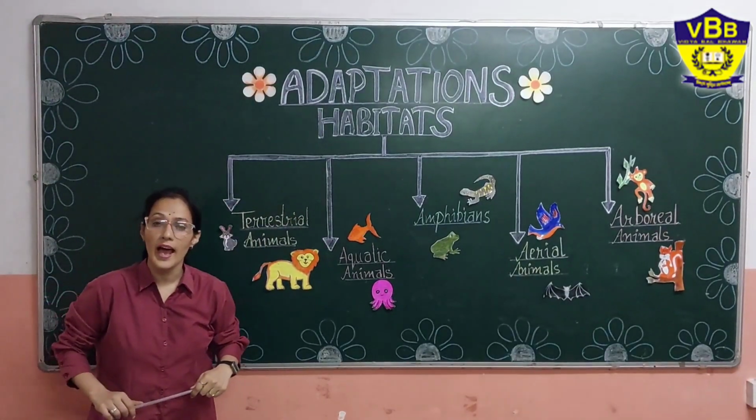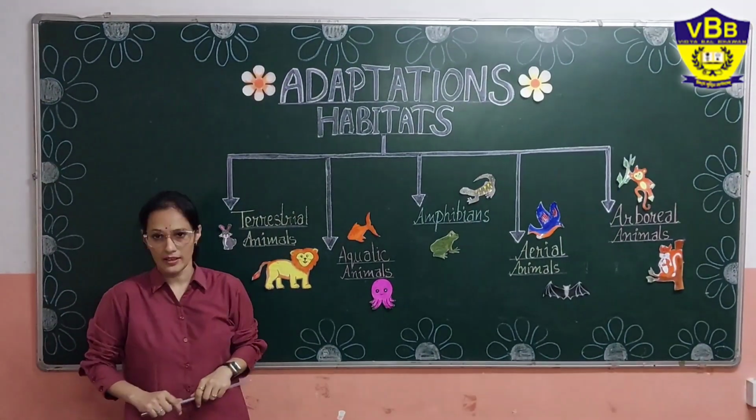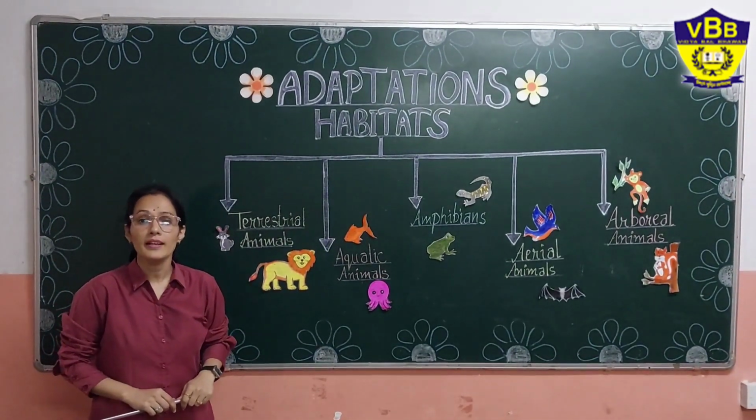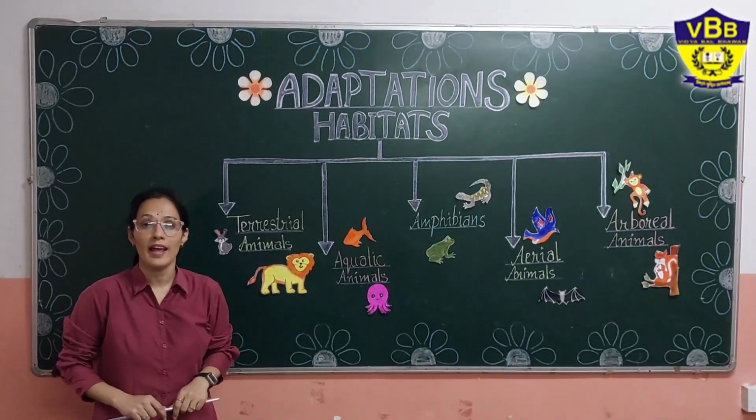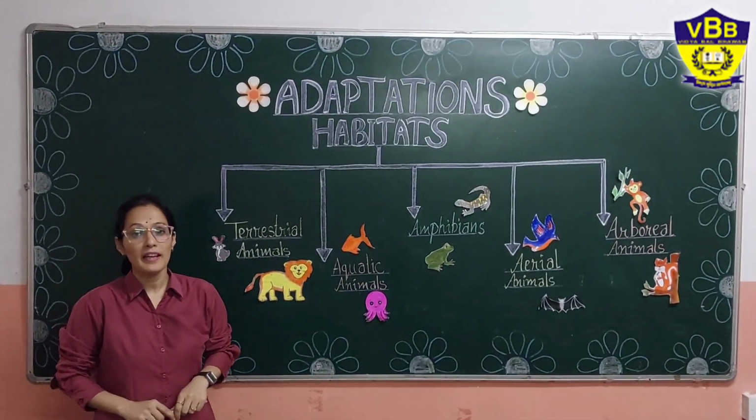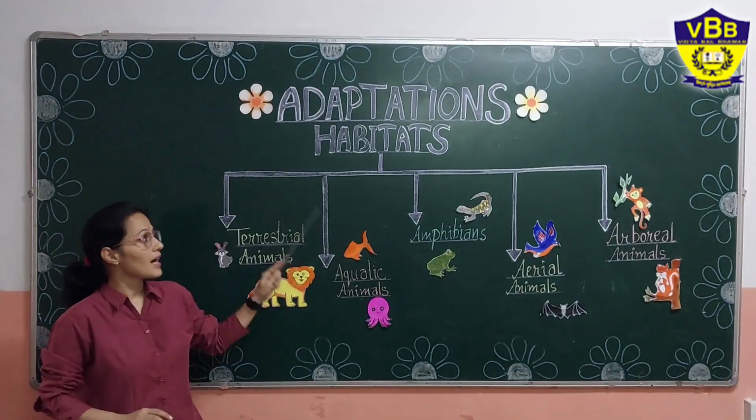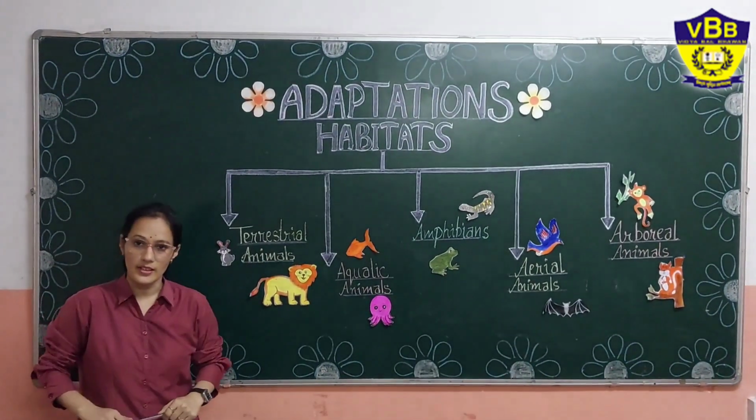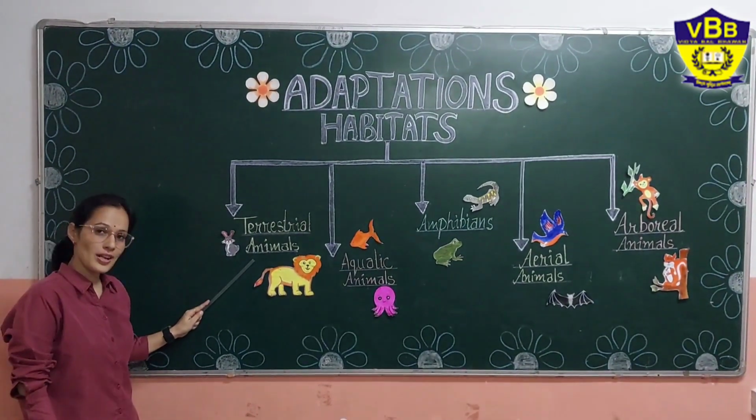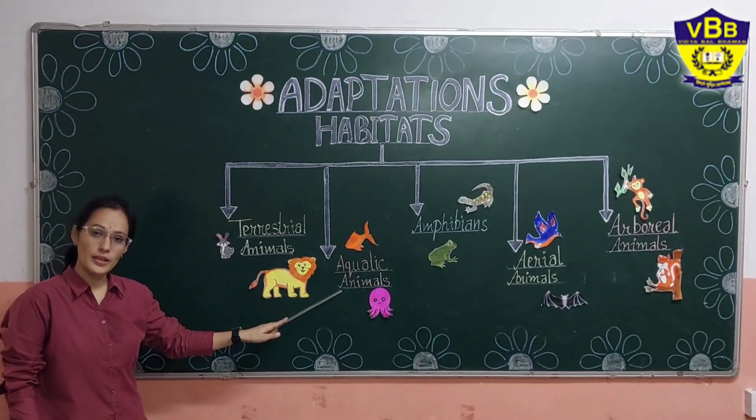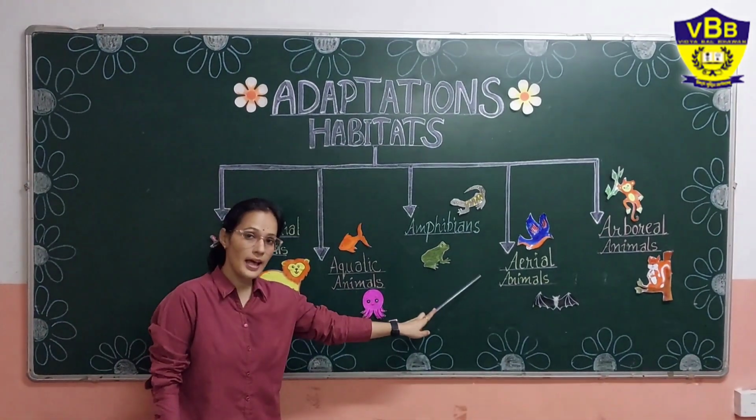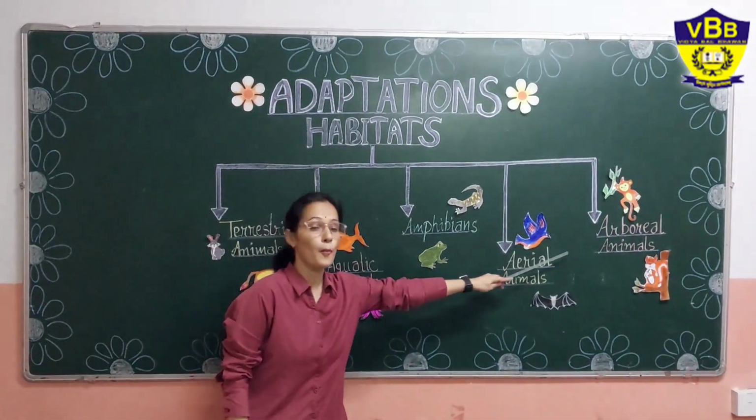Depending upon habitat, animals are categorized in different categories. Before starting with that, what is habitat? Habitat is a natural place where an animal can live. So we have 5 categories here. First is terrestrial animals, second is aquatic animals, third amphibians, fourth aerial animals, and fifth arboreal animals.